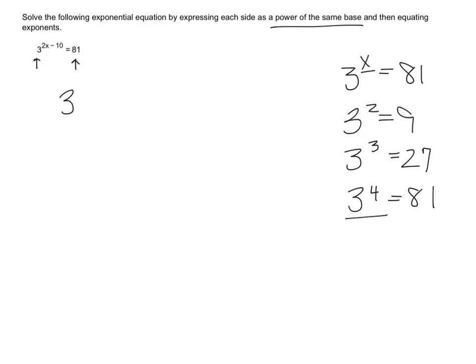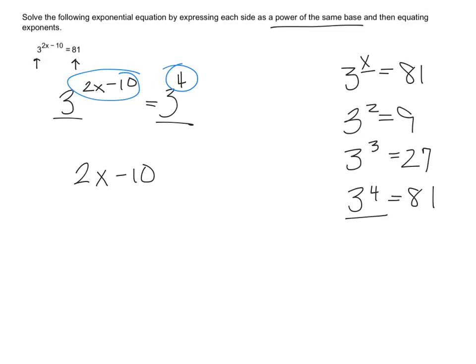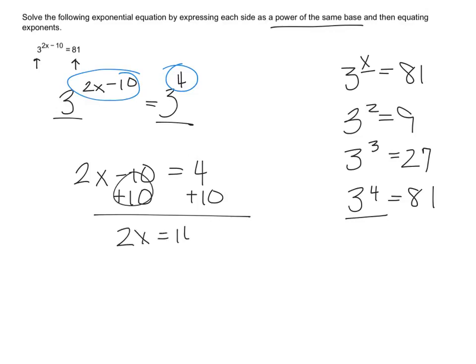This gives me 3 to the 2x minus 10 equals 3 to the 4th power. Now, since I have two expressions with the same base, I can take the exponents and set them equal to each other to solve for x. So I have 2x minus 10 equals 4. To solve for x, we'll add 10 to both sides, and I have 2x equals 14. Next, we'll divide both sides by 2, and I get x equals 7. So my answer is x equals 7.